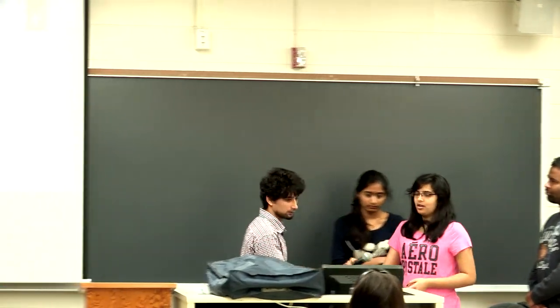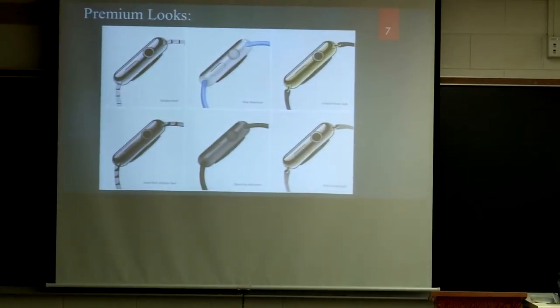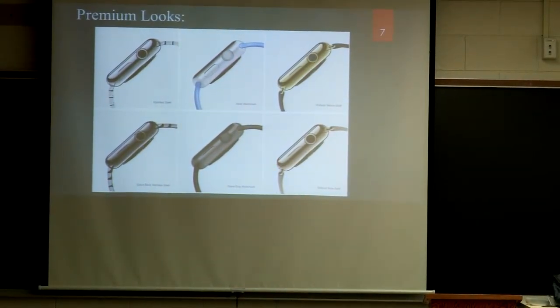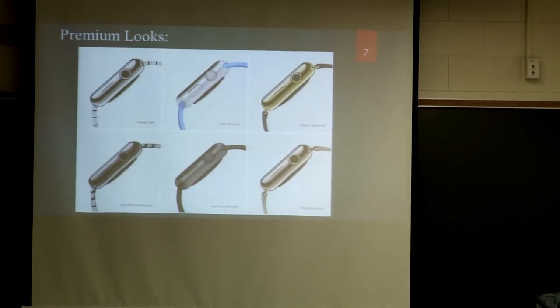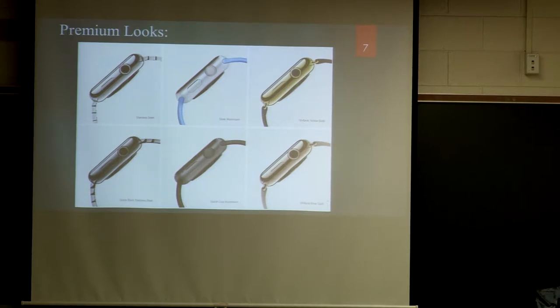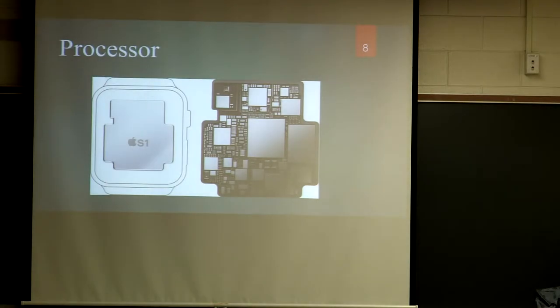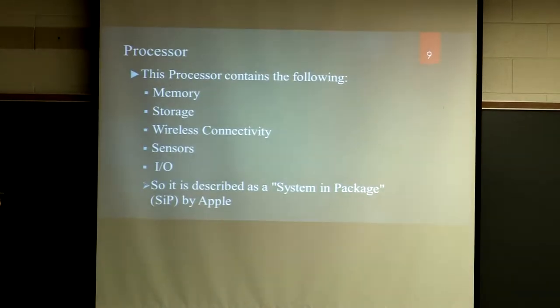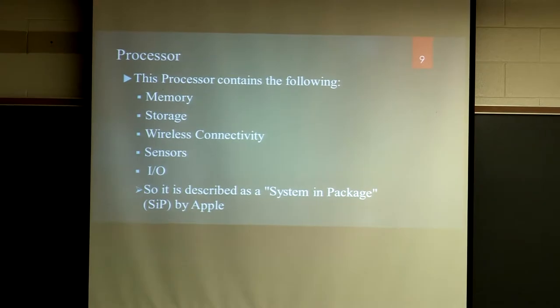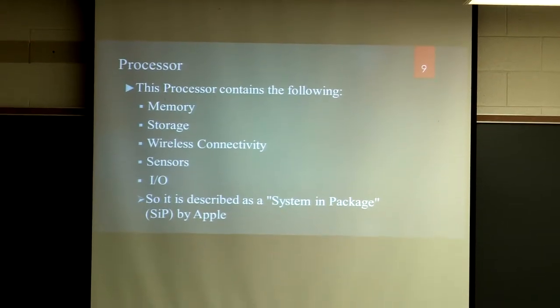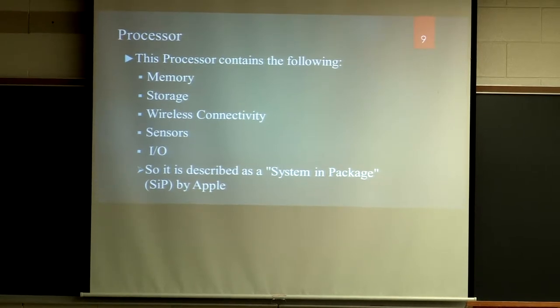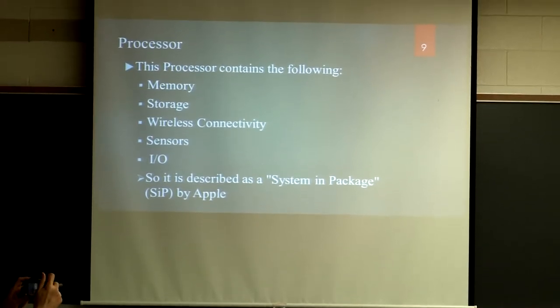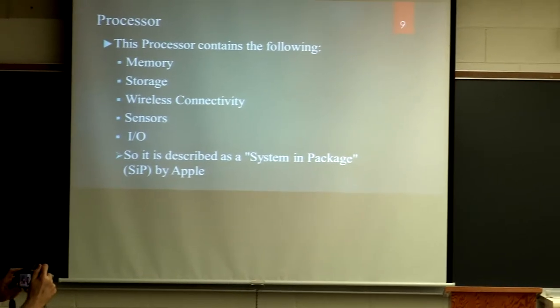Now coming to the premium looks, we have six types in this. First is stainless steel, second is silver aluminum, and the third is 18 karat yellow gold, and the fourth comes the space black, and the space gray, and the 18 karat rose gold. So these are the designs of the iWatch. And next the processor. Here we will be using the processor S1, and we will call it a system in package because all the storage, connectivity and the sensors, input and output will be in a package, meaning in a single chip. So we will call it a system in package.